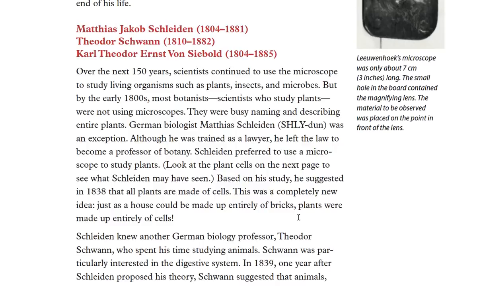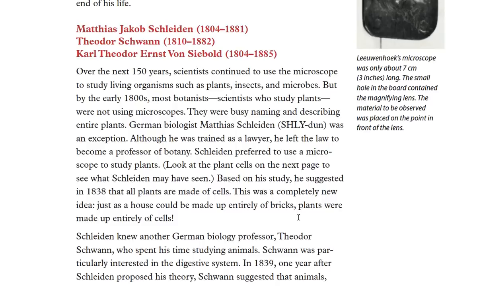Over the next 150 years, scientists continued to use the microscope to study living organisms such as plants, insects, and microbes. But by the early 1800s, most botanists, scientists who study plants, were not using microscopes. They were busy naming and describing entire plants. German biologist Matthias Schleiden was an exception. Although he trained as a lawyer, he left the law to become a professor of botany. Schleiden preferred to use microscopes to study plants.